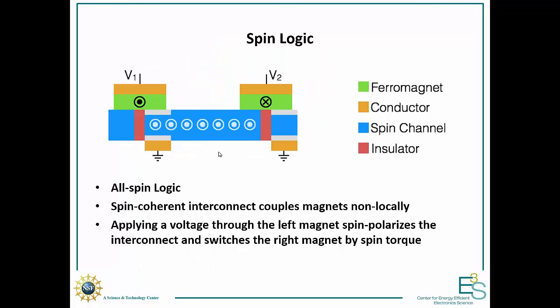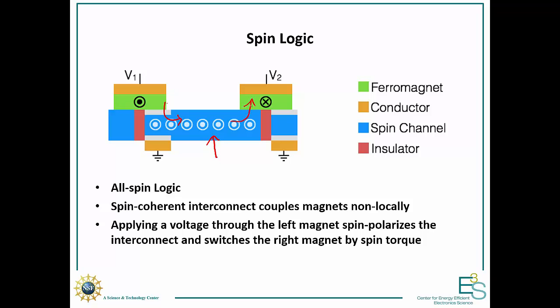Here is something called all-spin logic. It is somewhat similar to the spin switch, but it allows for a longer range magnetic interaction through this material called a spin channel or a coherent spin interconnect. That just means if I inject spins into it from the left side, or whichever side, then that spin polarization will remain in the channel and eventually make it over to the other side.